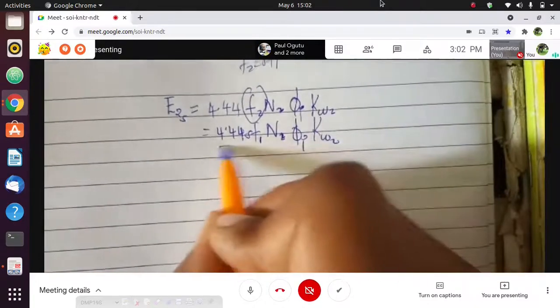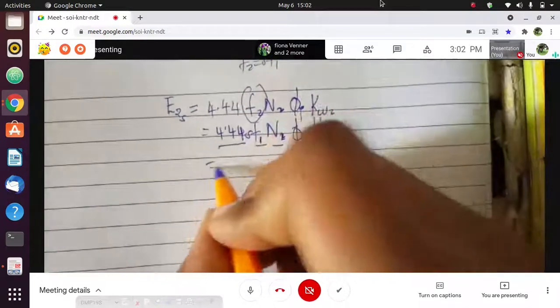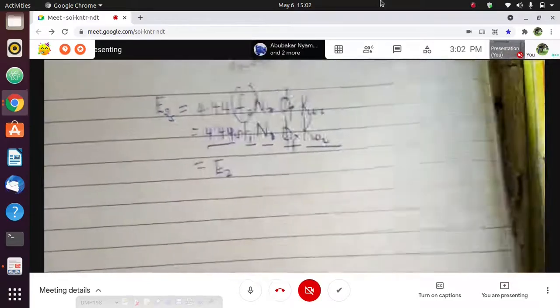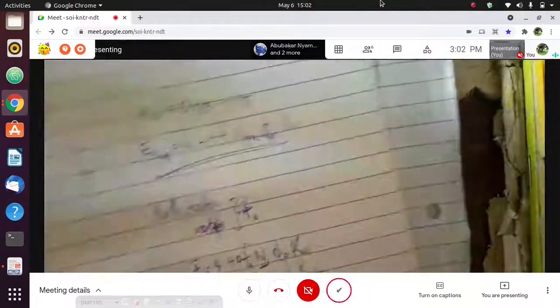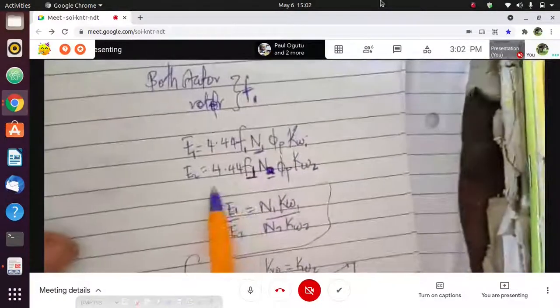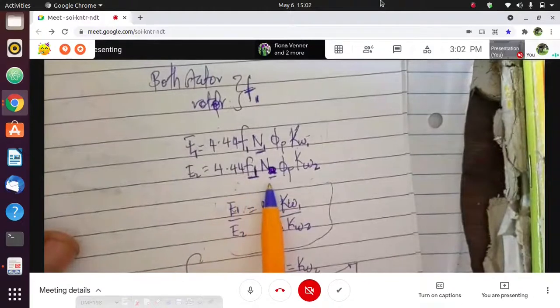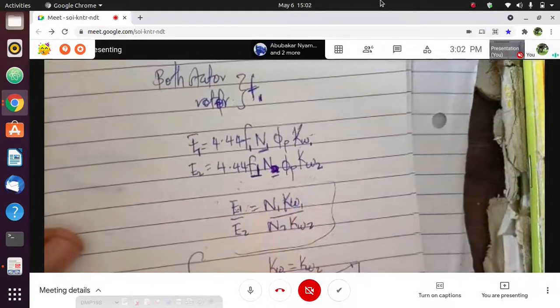Therefore, when you take this 4.44 times F1 times N2 times this, it will give you the value of E2. E2, remember, was the induced voltage in the rotor circuit when it was at standstill. 4.44 times frequency due to the stator times the number of windings in the rotor circuit times the flux per pole times the winding factor.